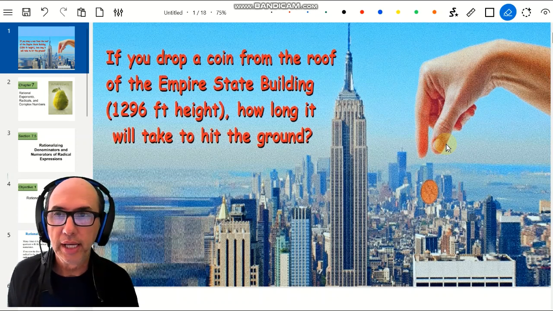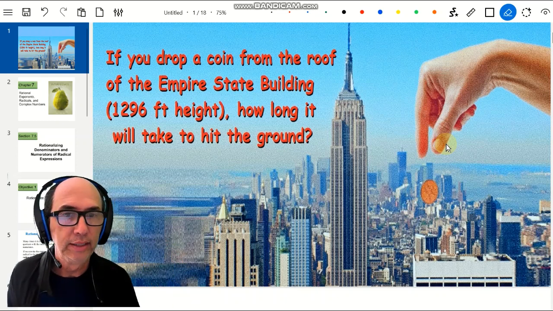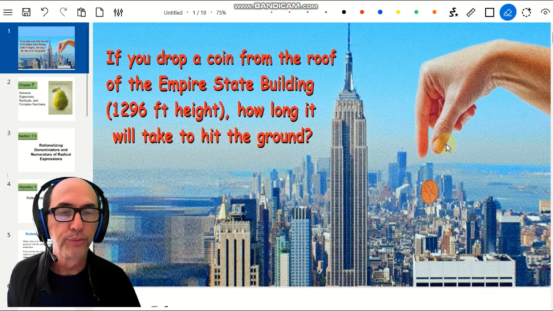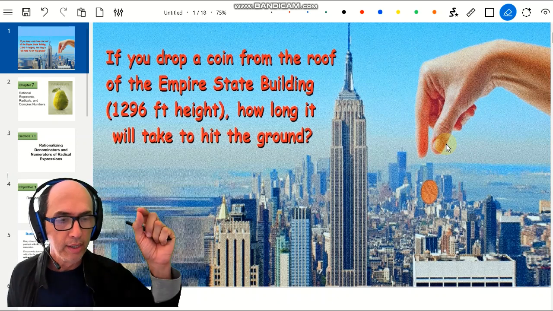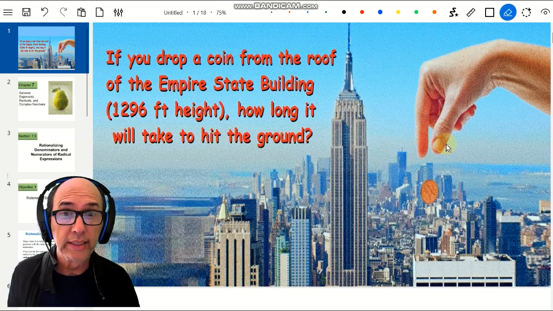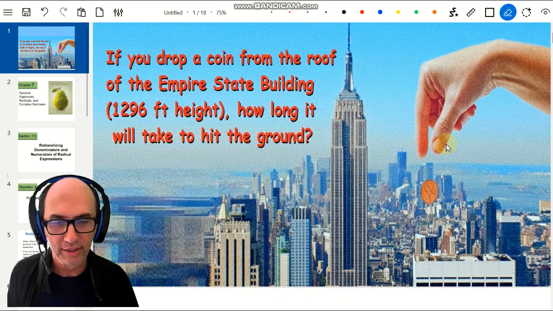The question today is, if you drop a coin from the roof of the Empire State Building, it's a very tall building, 1,296 feet high, how long will it take for the coin to hit the ground? Be careful, don't let the coin fall on a person that's walking by, because they say it's very dangerous. It can hurt the person that's walking underneath on the sidewalk.